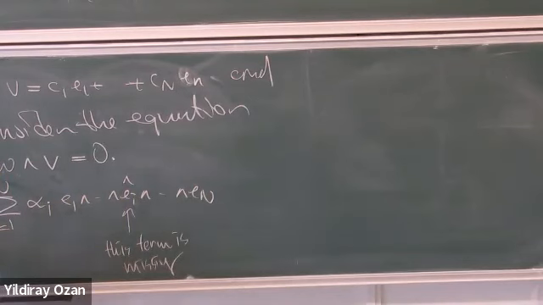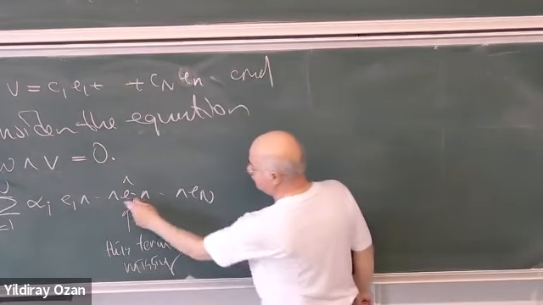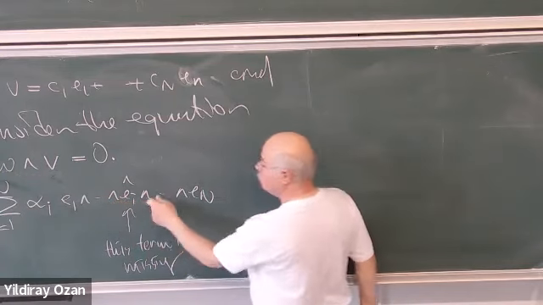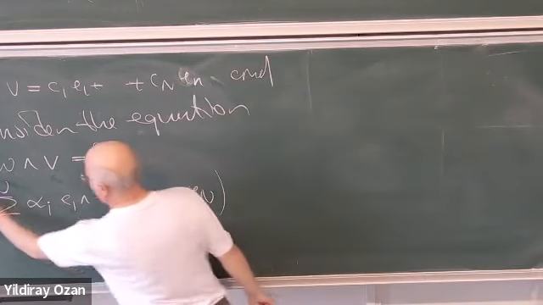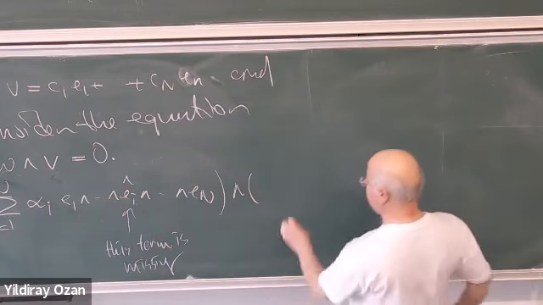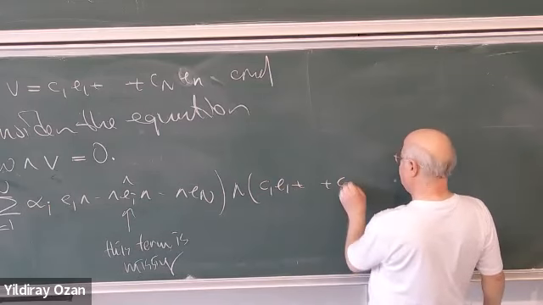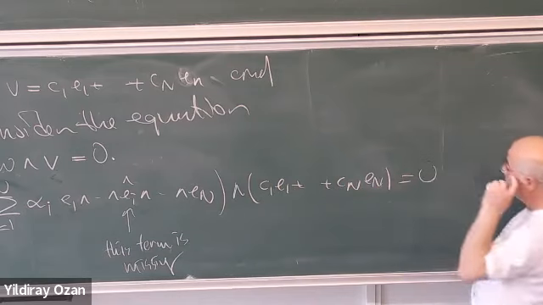Here the first term is missing, second term is missing, third term and nth term. This notation means that this term doesn't exist. So it goes from I-1 to I+1. I term is missing. Now we take this one, this is W, and wedge with V. V is this one, C1 E1 up to Cn En, and this is equal to 0.